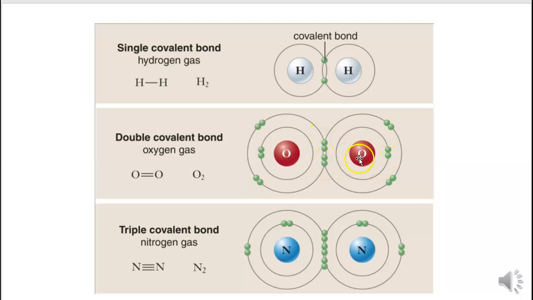to this oxygen, which also had 6. The 2 donated, I should say shared, make this oxygen's valence orbital full. It now has 8, and so does this oxygen. Nitrogen, because it has 5 valence electrons, needs 3 more, so it shares 3, and this nitrogen shares 3, so we get a triple covalent bond.